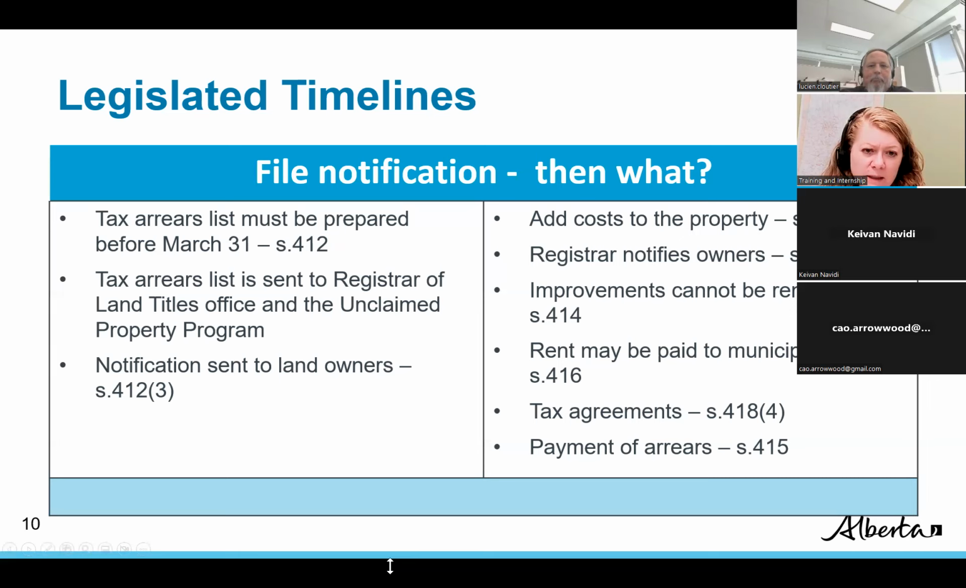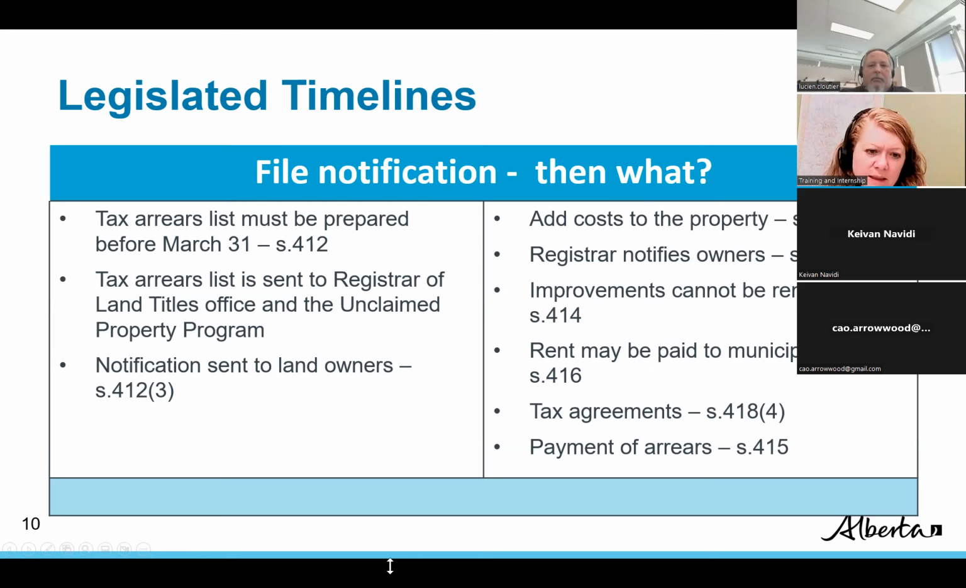Section 414 addresses the improvements on a property, and it says that once the notifications are registered, no improvements can be removed. So the notification letter that you've sent out earlier must or should make a mention of that section.